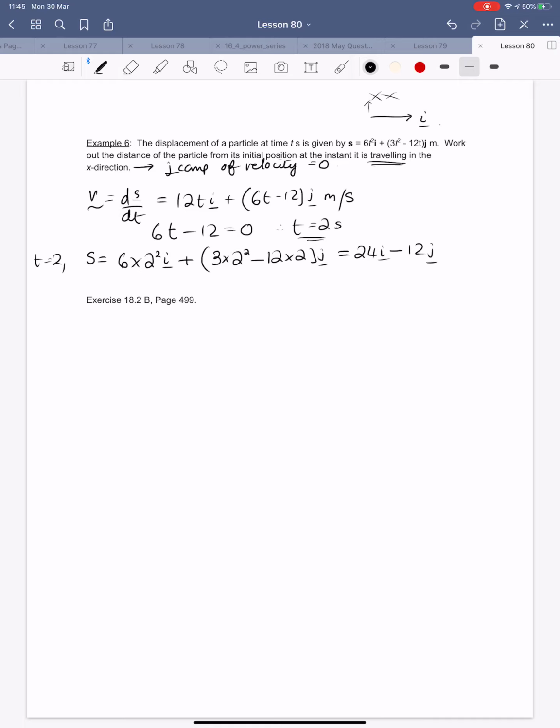And then the magnitude of the displacement is the distance from the starting point. It's going to be the square root of 24 squared plus minus 12 squared, and that's 26.8 metres from your calculator.